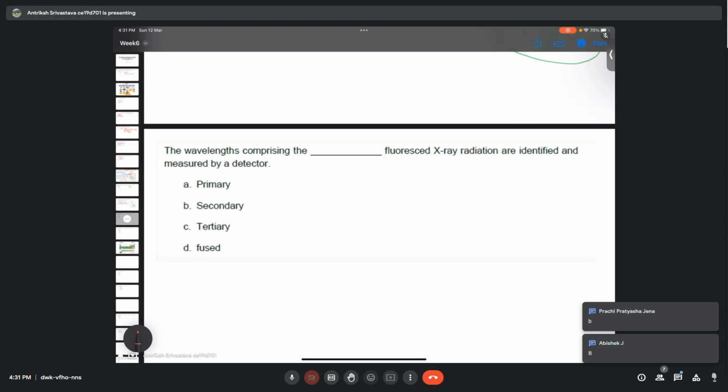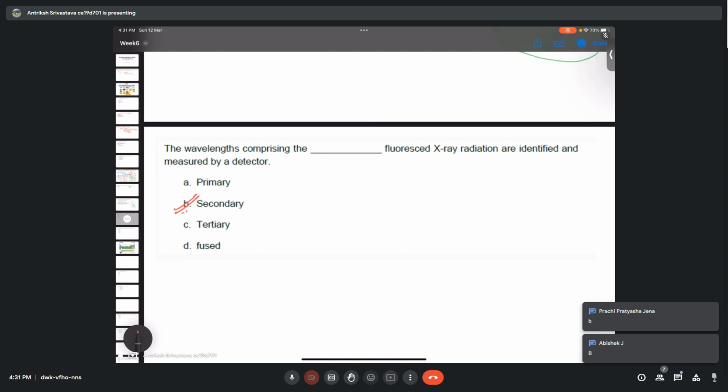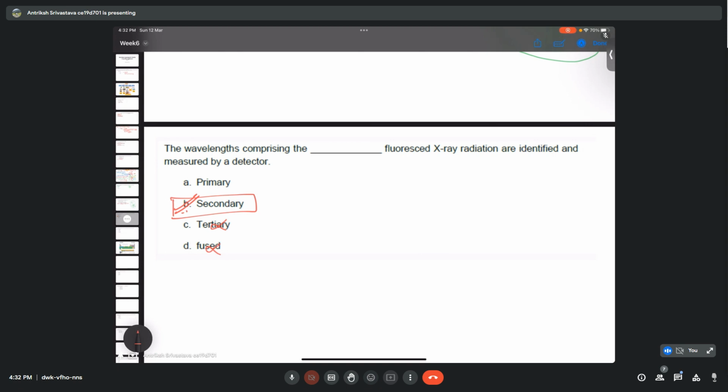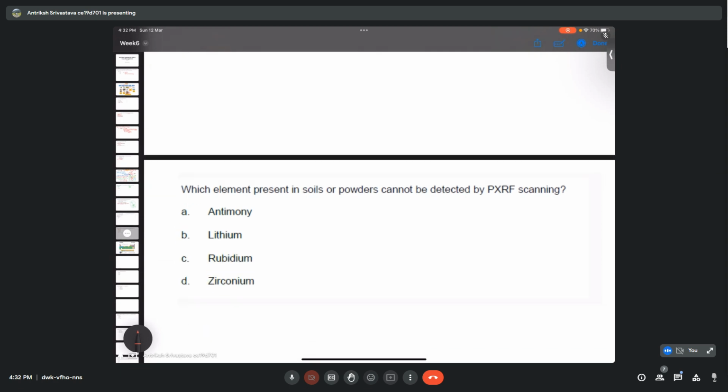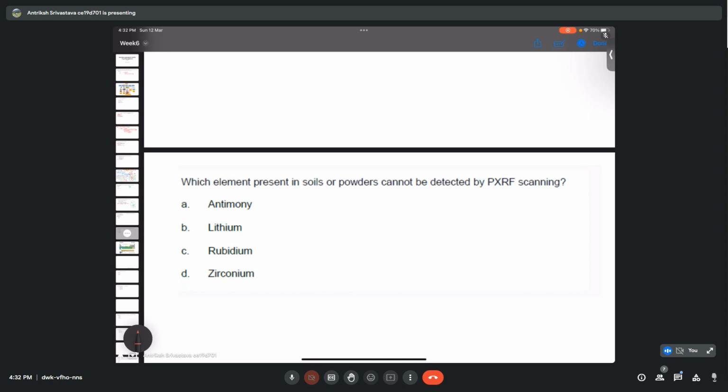B. Yes, both of you are correct. The secondary X-ray is emitted from the atoms of the material that we are analyzing, and it is detected by the detector. There is nothing called tertiary and fused. Primary is the one that is generated from the anode material. Very good.